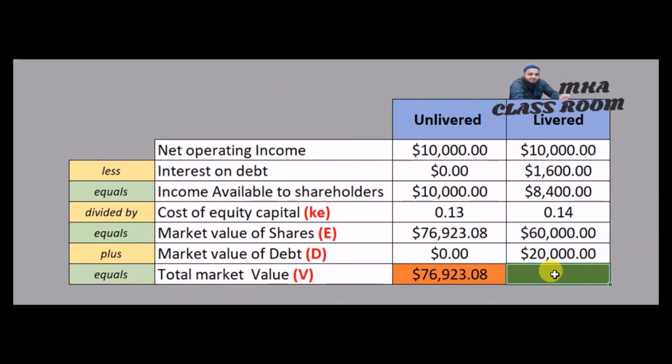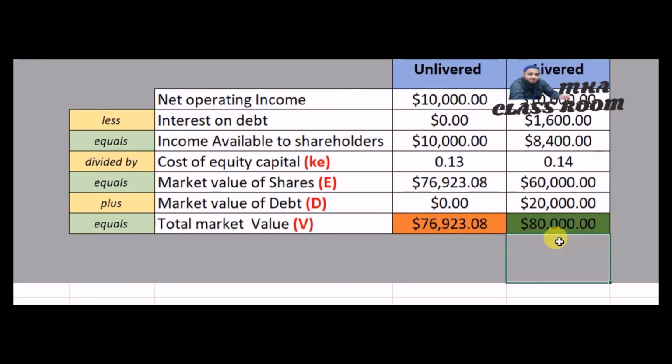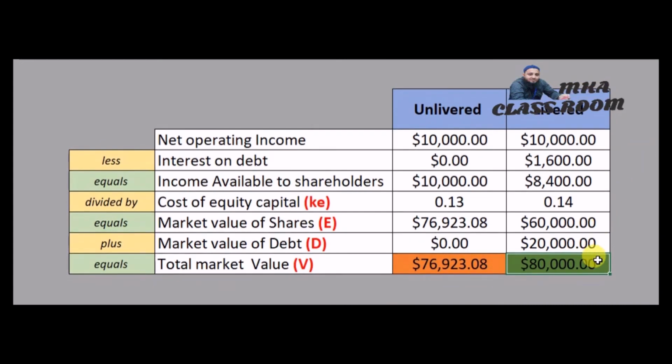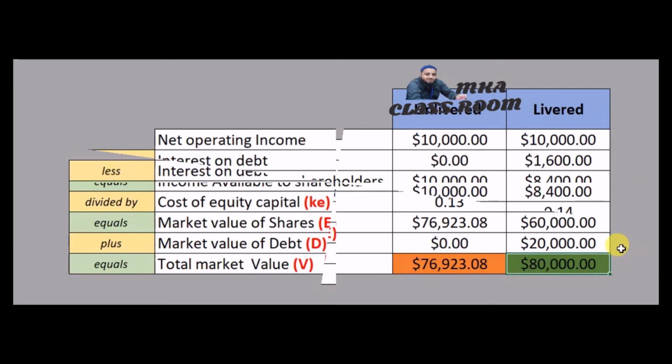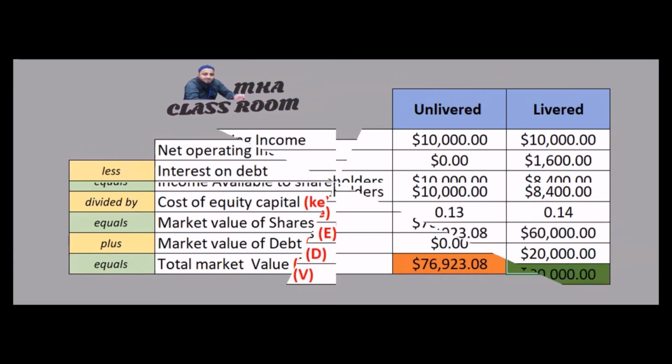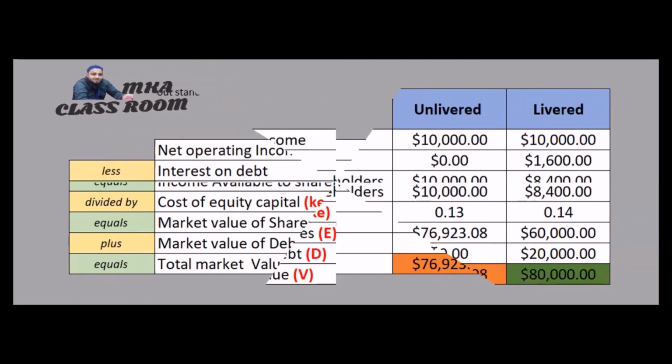So what will happen? The total market value is 60,000 plus 20,000, so 80,000 is its market value. So we are saying that the levered company's market value is greater than the unlevered company's, with the 20,000 taka debt in its capital structure. Now we will try to see the weighted average cost of capital of these two companies.